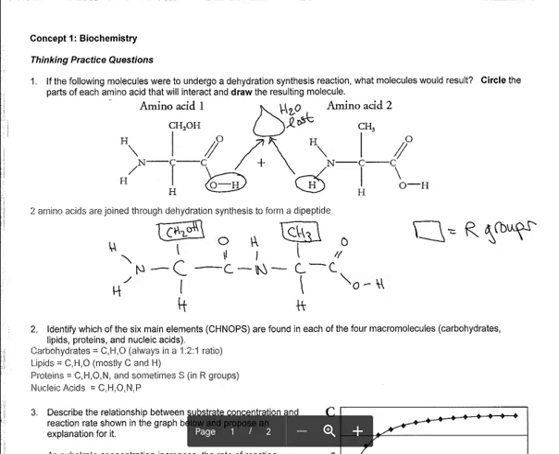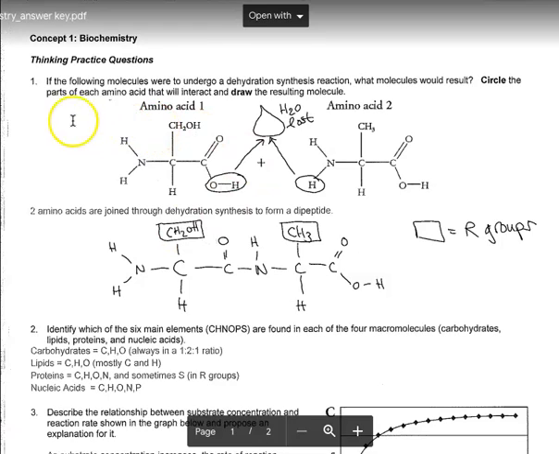Hi everyone, so today we're going to go through the thinking practice questions on Unit 1 that you guys completed yesterday. So let's start with number 1. If the following molecules were to undergo a dehydration synthesis reaction, what molecules would result?